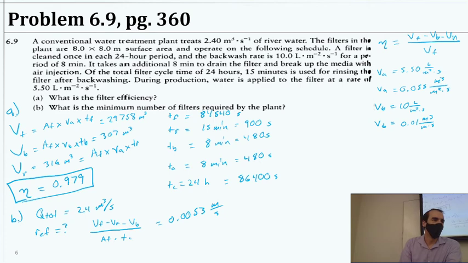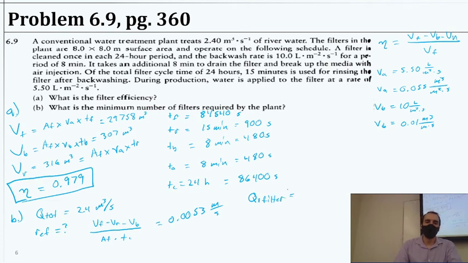And that would be in meters per second, or cubic meters per square meter per second. Okay, so that's our effective loading rate. Now we need to know how much Q total. The way I like to approach this, and there's probably a couple ways, is to say, well, what is the Q for one filter?